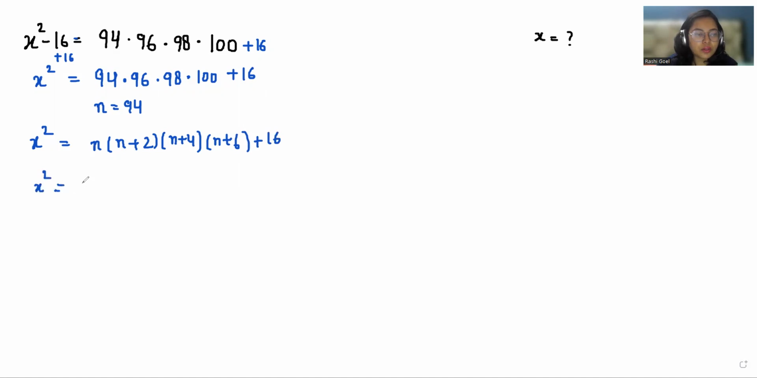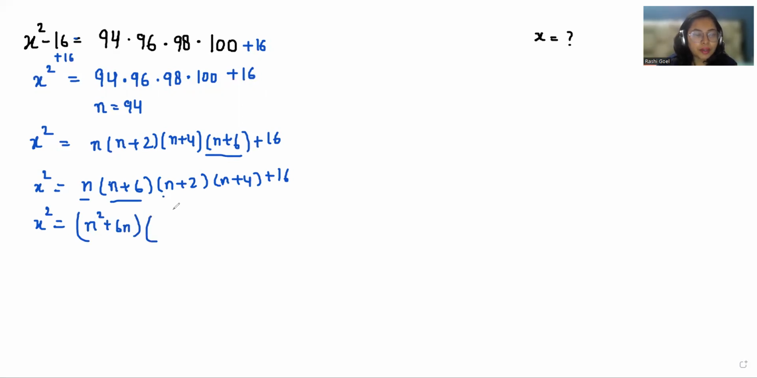So x square is equal to n. First I'm taking n plus 6 with n, now n plus 2, n plus 4, plus 16. So x square is equal to, I'm doing the multiplication. So n square plus 6n. And here when I'm doing the multiplication, n with n square, n with 4, 4n, plus 2 with n, 2n, plus 8, plus 16. So here 4n plus 2n, we can write it as 6n.